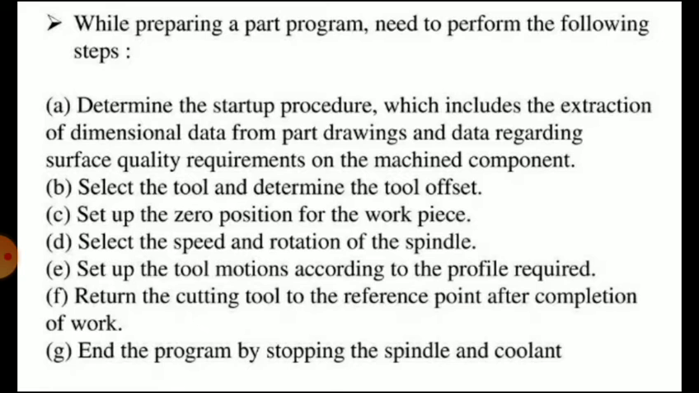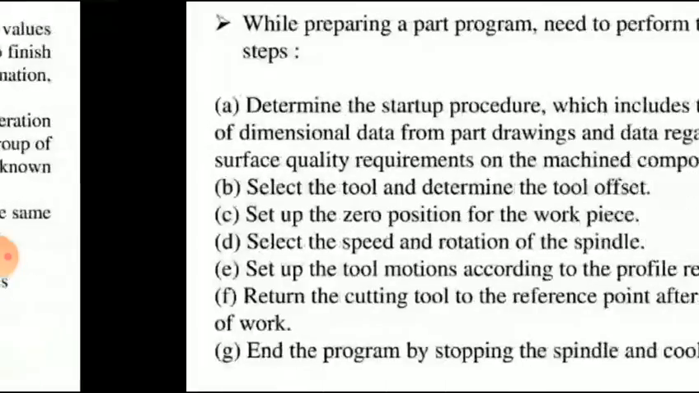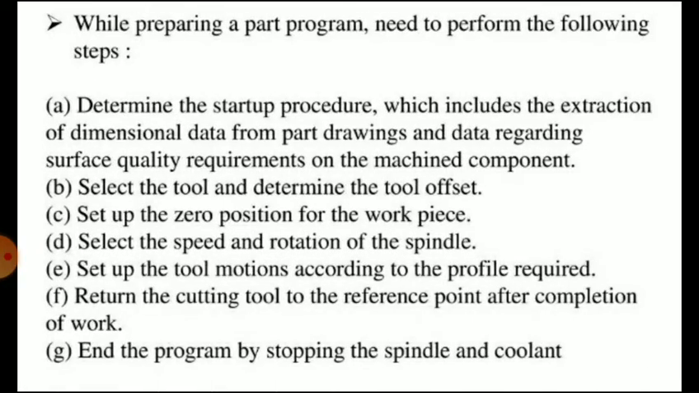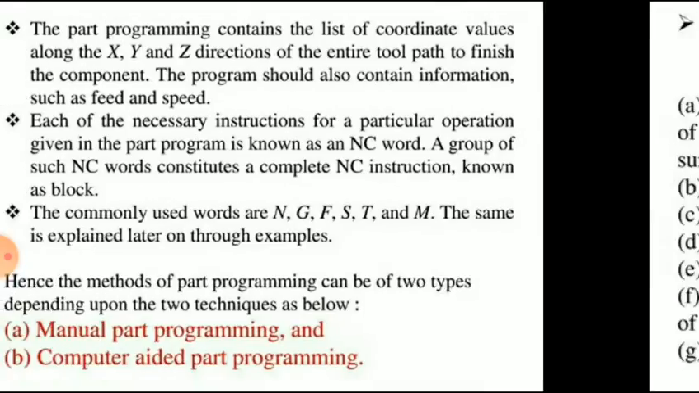D. Select the speed and rotation of the spindle, whether it is clockwise or anti-clockwise rotation. E. Set up the tool motions according to the profile required. F. Return the cutting tool to the reference point after completion of the work. And G. End the program by stopping the spindle and coolant. So these are the steps of part programming.